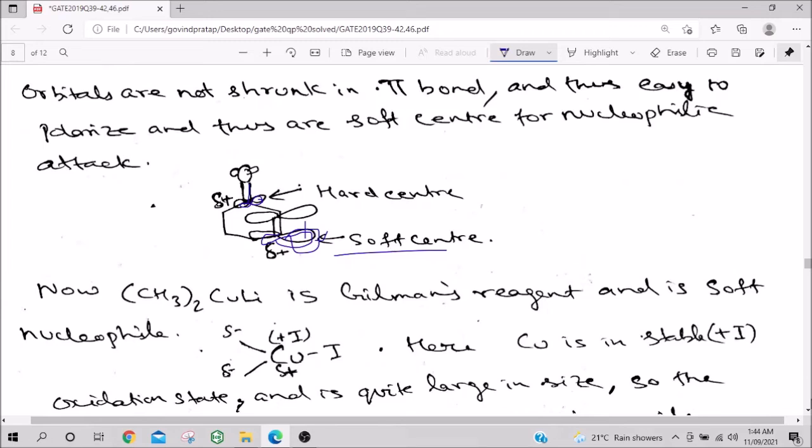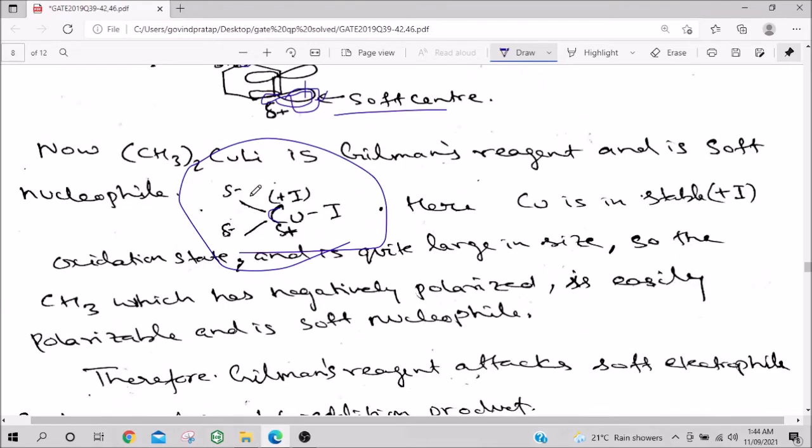Moving on. So you are having R2CuLi. This is soft because of copper, no? This is soft, so it will attack the soft center. Gilman's reagent will always give you 1,4 addition. So this CH3 minus goes and attacks here, and you get this here and this here.